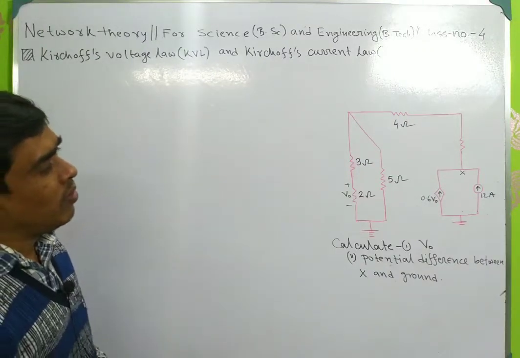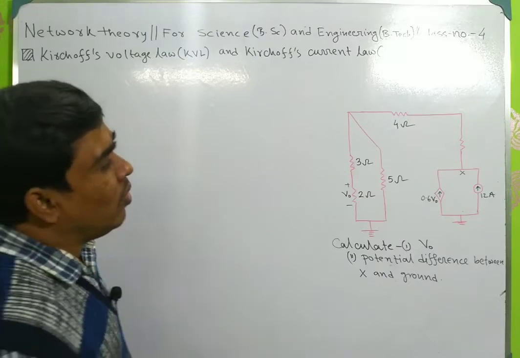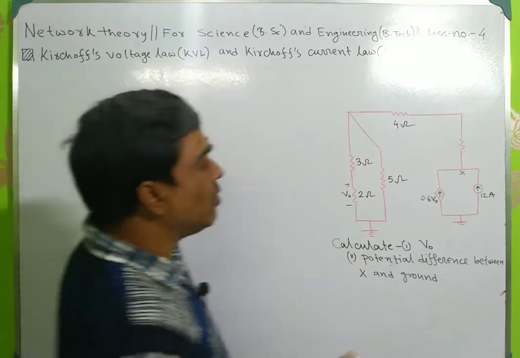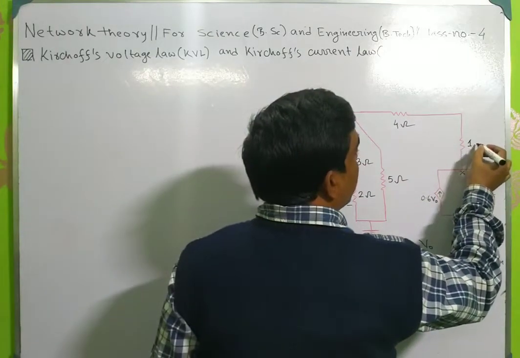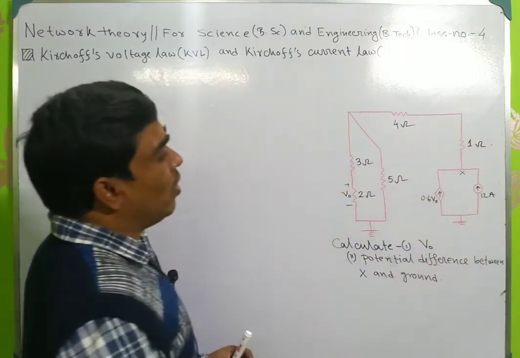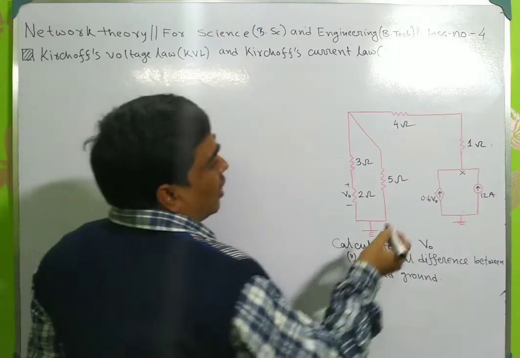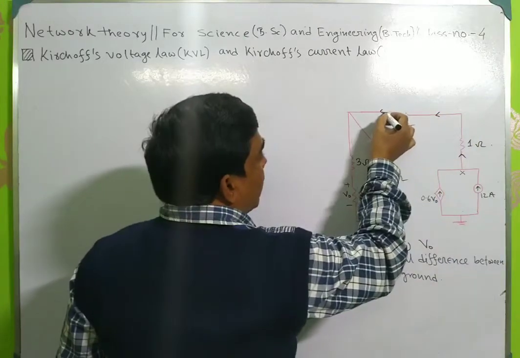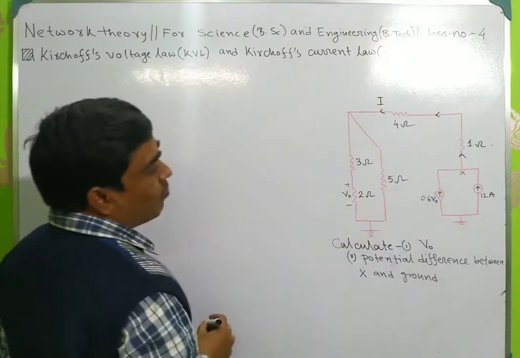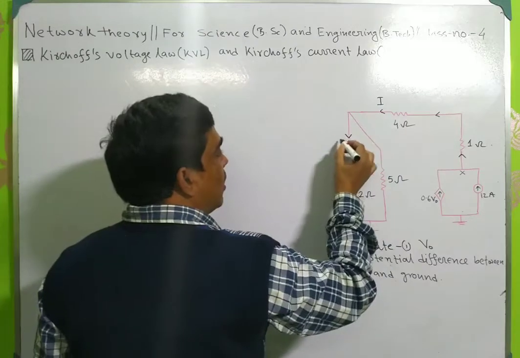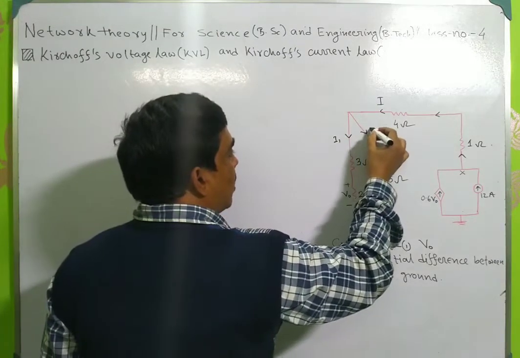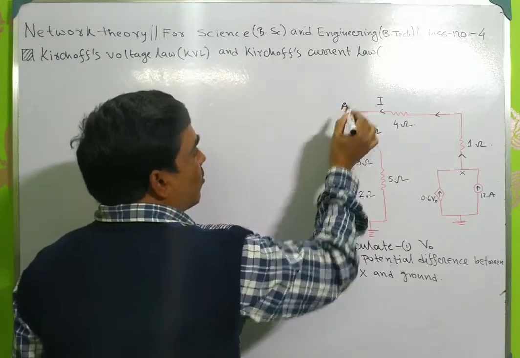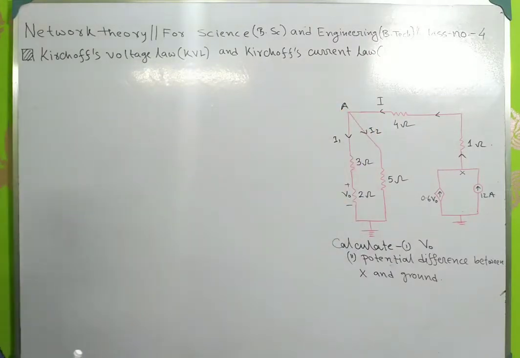Now we take that this resistance is 1 ohm. Okay, this resistance is 1 ohm. So the current direction is along this direction. Suppose we take this current is I, this current is I1, and this current is I2. Suppose this node is A.